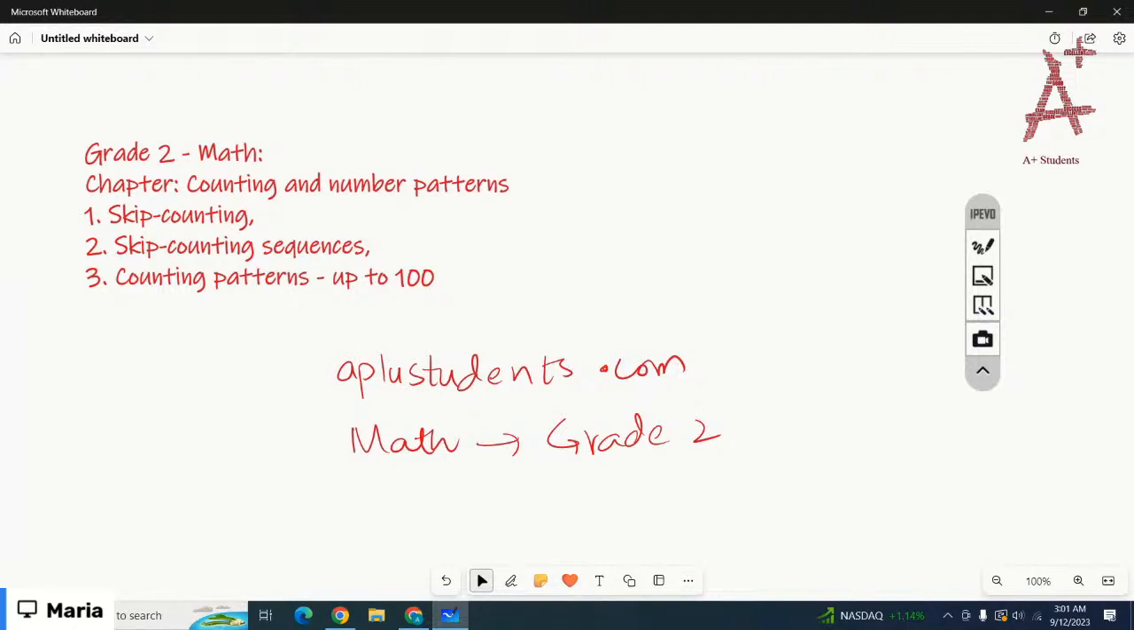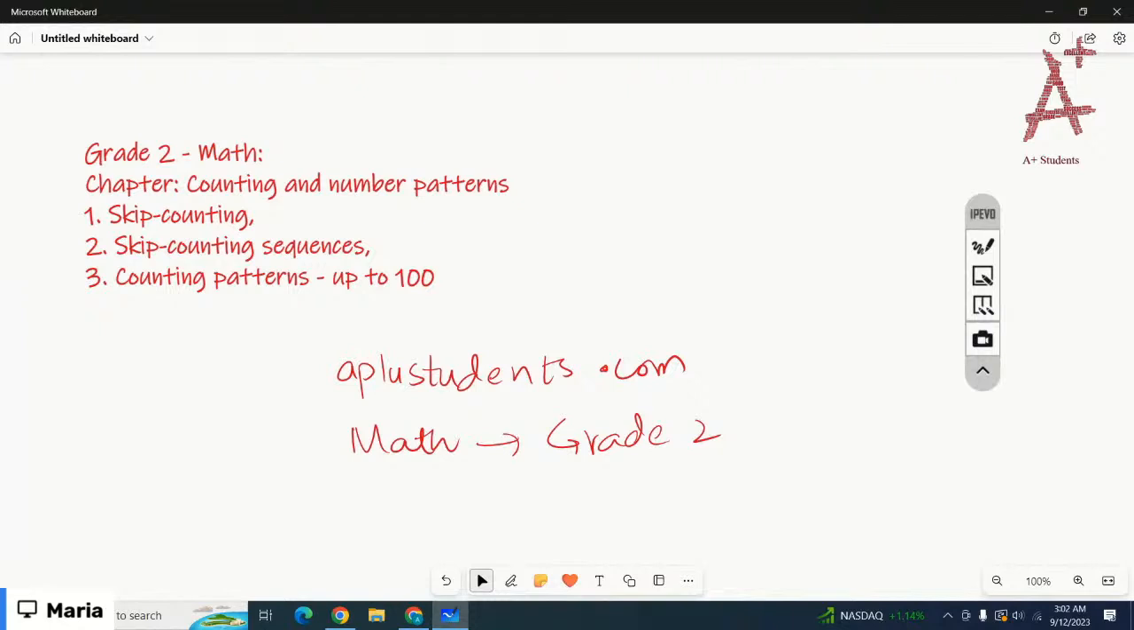We're going to start with the chapter counting and number patterns. And the lessons we're going to cover from the chapter are skip counting, skip counting sequences, and counting patterns up to 100, right? So please make sure you have your notebook and pencil so that you can note down the important examples and definitions as well, right? So let's just start with the first lesson from the chapter, that is skip counting.